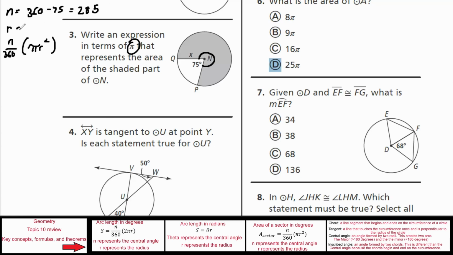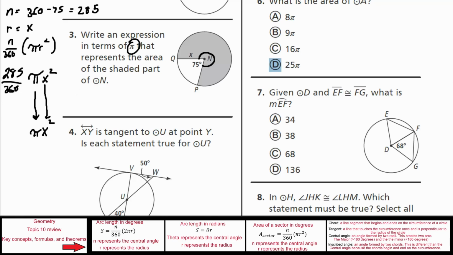I have a radius of x. So I can start plugging things in here. I'm going to have 285 over 360 times pi times x squared. Now they want it in terms of pi, so I can go ahead and drop this down to my final answer. And my radius is a variable, so I'm going to drop that down because there's no simplification that I can do there. And I'm not going to bring it up here because it's not going to be accounted for when I simplify this fraction.